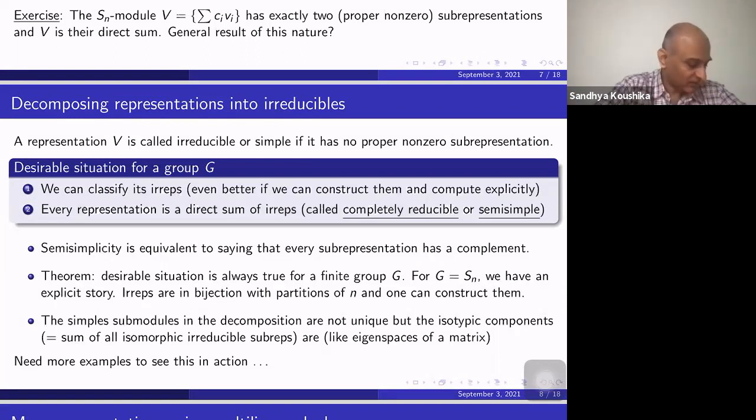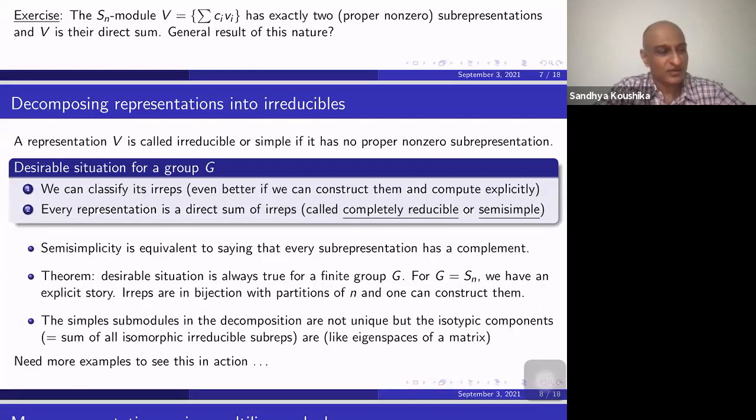Now things become slightly interesting over here. You might say that if I write a G module as a direct sum of simple modules, then the simple constituents should be unique. That is, unique on the nose, physically unique subspaces. And the thing is, they are not.